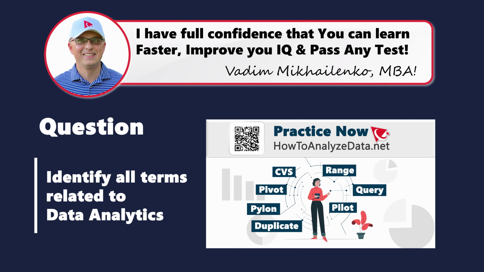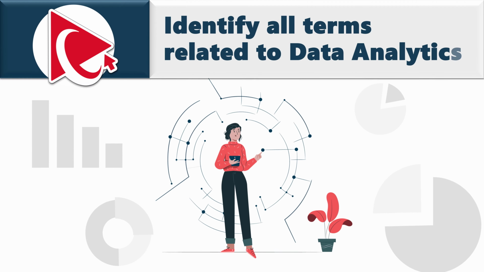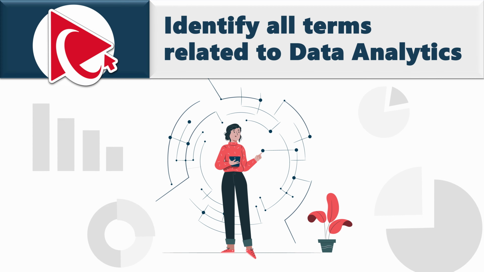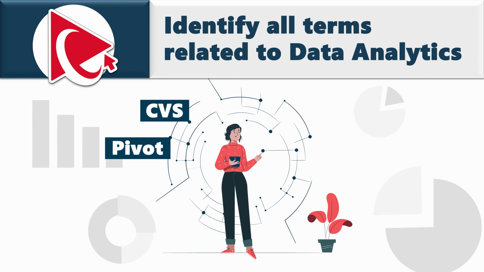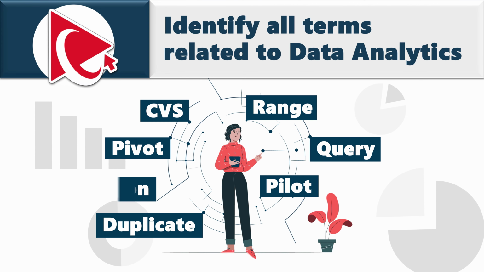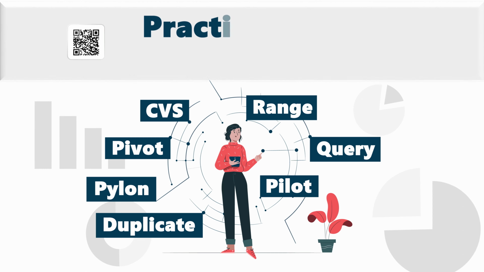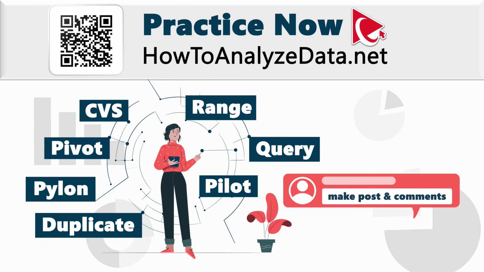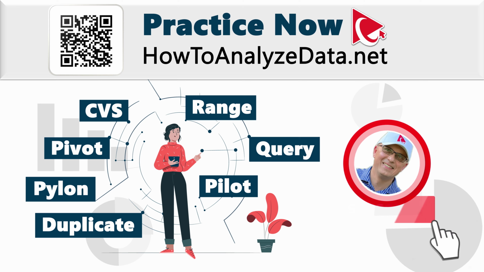And now it's time for you to seize the spotlight. You need to tackle this question solo and showcase your brilliance. In this question, you need to identify all terms related to data analytics. The words are pivot, CVS, range, query, pilot, duplicate, and pylon. Once you've figured out all relevant words, make sure to share your answer in comments. I have full confidence that you can do it, and excited to hear your thoughts so I can give you my feedback. Thanks for jumping in, and happy solving.